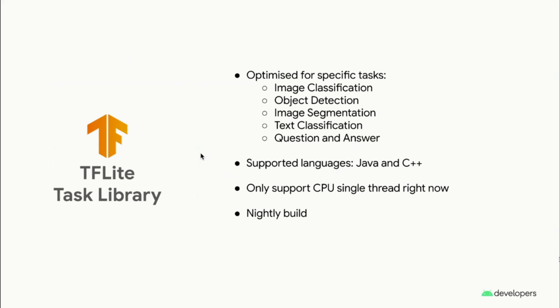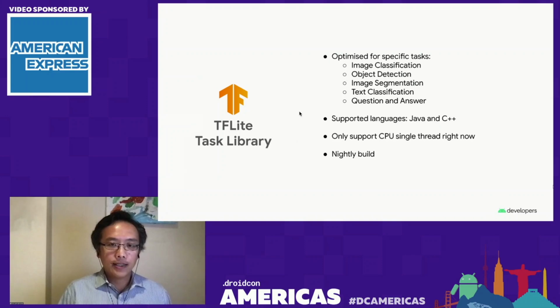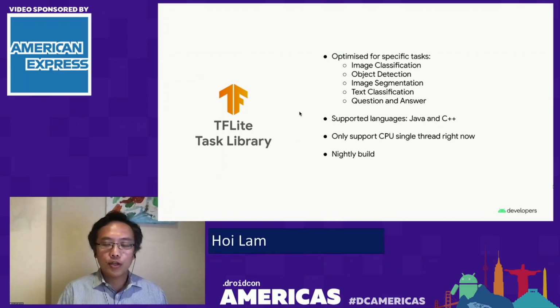So we have created a bunch of task libraries, and these same task libraries are being used by Google's own internal teams to wrap their own models and use them in production. It supports both Java as well as C++. Right now, it only supports a single CPU thread, but going forward, we are looking at acceleration. One word of warning is that this is a nightly build at the moment, so it is still in beta/preview mode.